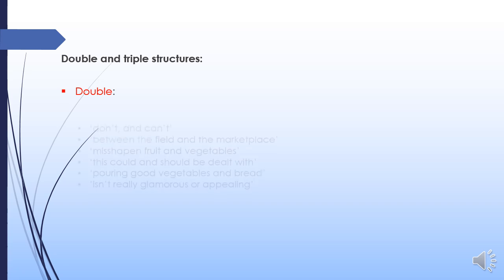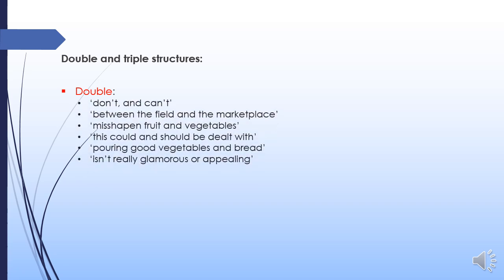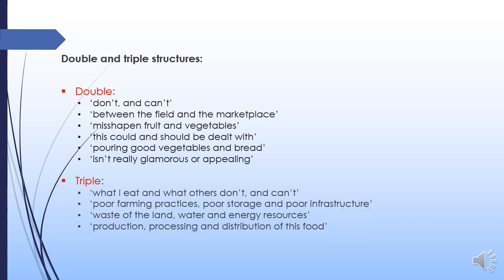First, the double structures: we have the don't and can't between the field and the marketplace, misshapen fruit and vegetables, this could and should be dealt with, and pouring good vegetables and bread isn't really glamorous or appealing. All of these come in two. The triple structures: what I eat and what others don't and can't. So what I eat, what others don't eat, others can't eat.